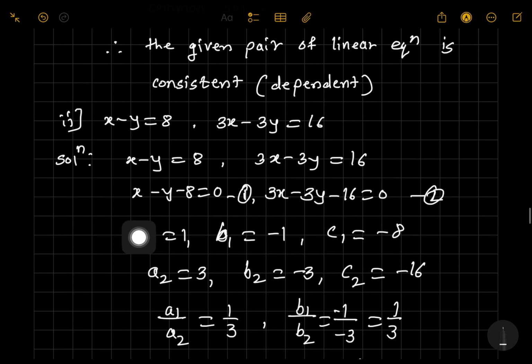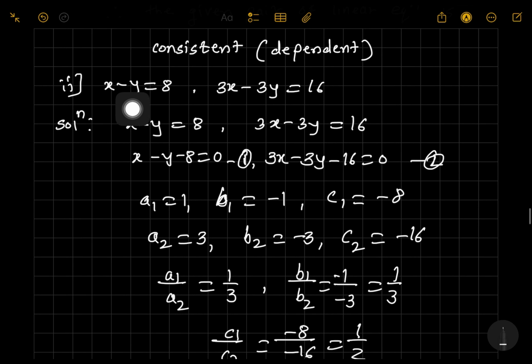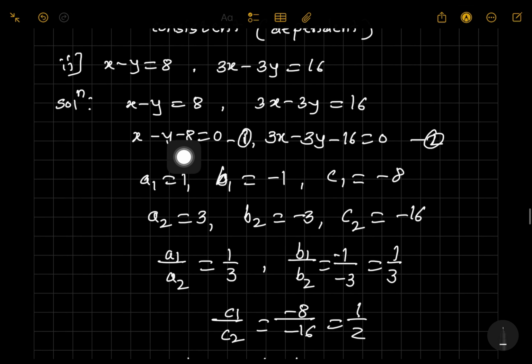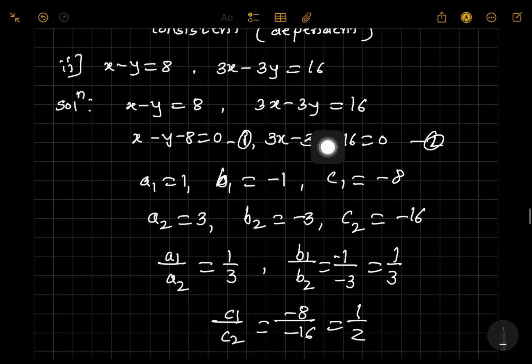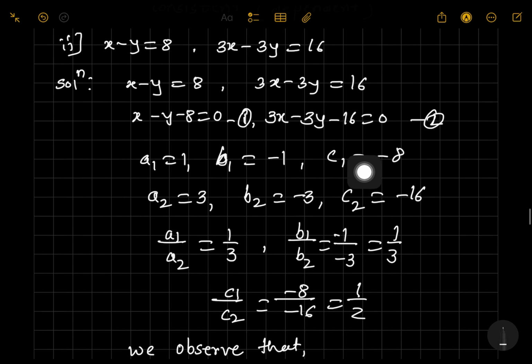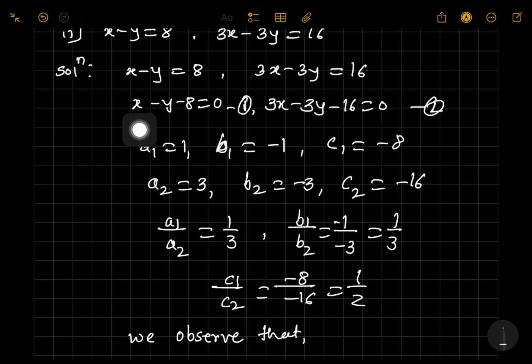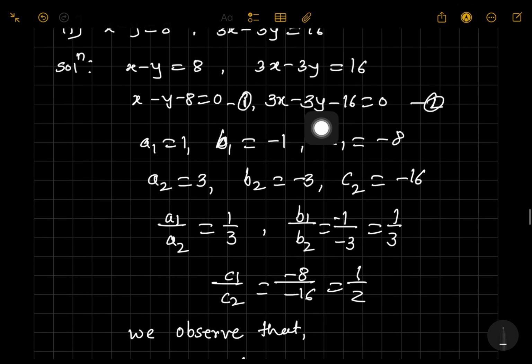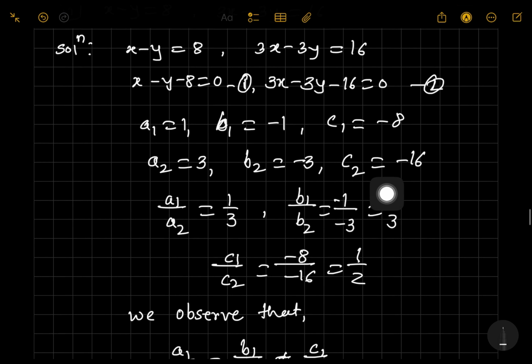Now second example, x minus y equal to 8, 3x minus 3y equal to 16. We write this in standard form. This minus 8 we bring to this side, and this 16 also, so equal to 0, equations 1 and 2. So A1 is 1, B1 is minus 1, C1 is minus 8. A2 is 3, B2 is minus 3, and C2 is minus 16.